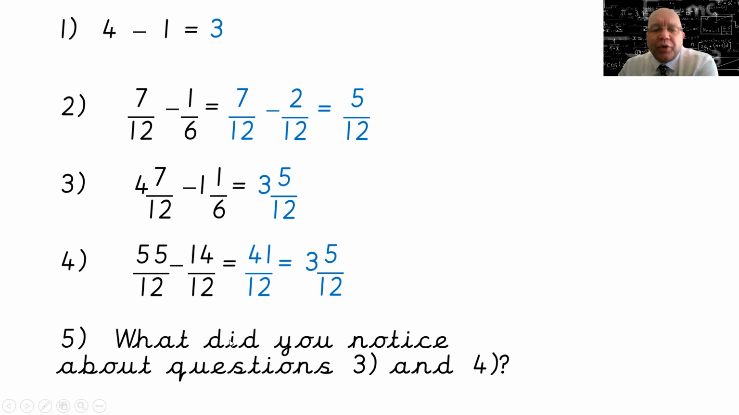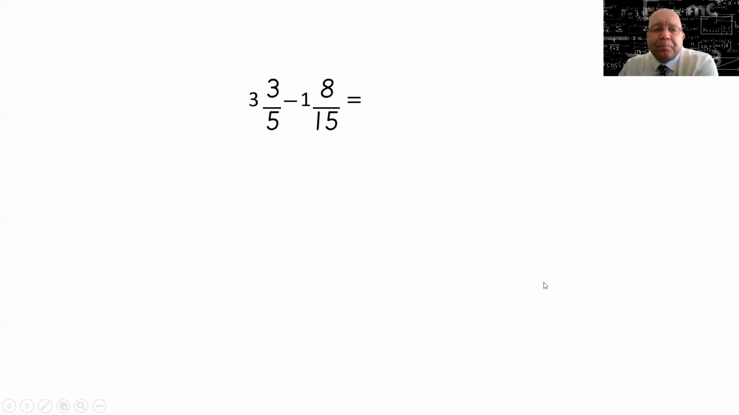And for number 5, what do you notice about 3 and 4? Well, we notice they've got the same answer. In fact, we've got the same fractions. 4 and 7/12 is equivalent to 55/12. And 1 and 1/6 is equivalent to 14 over 12. So actually, these are both the same calculation, just presented in slightly different ways.